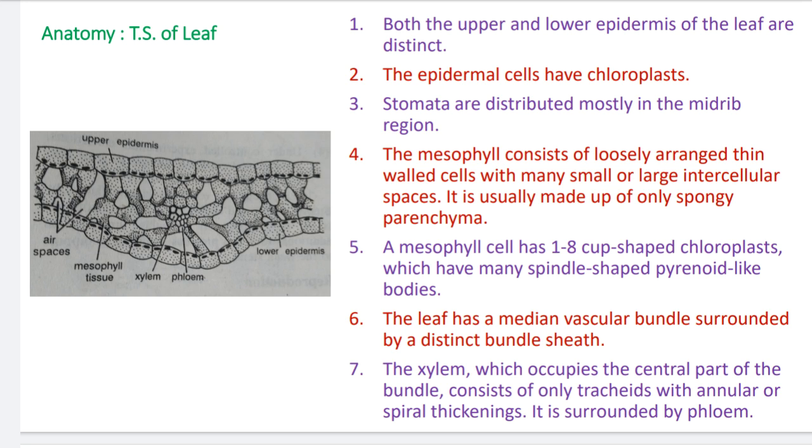Number 7, the xylem occupies the central part of the bundle. At the center of the vascular bundle, the xylem consists of only tracheids with annular or spiral thickening, and further this xylem is covered by the phloem. So in this way, it is very easy to understand the internal organization of Selaginella leaves.